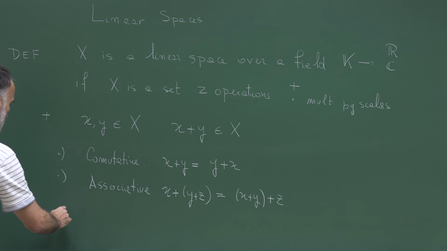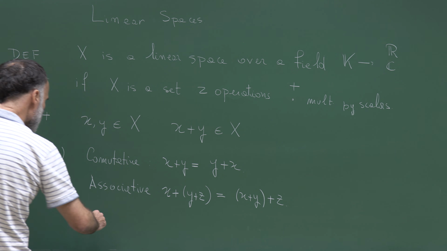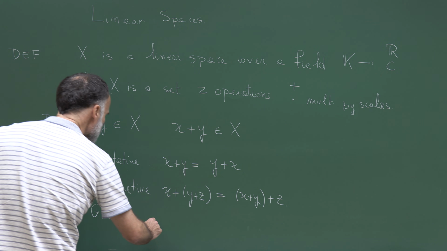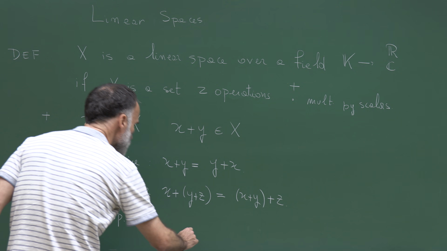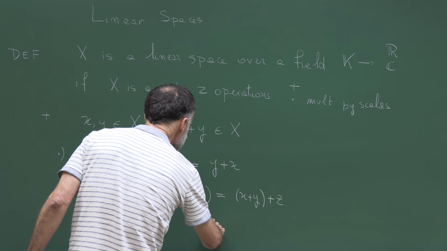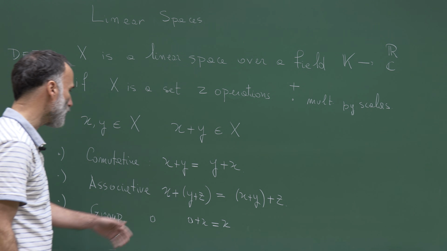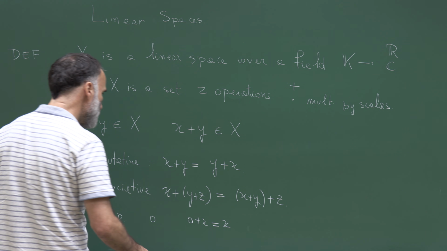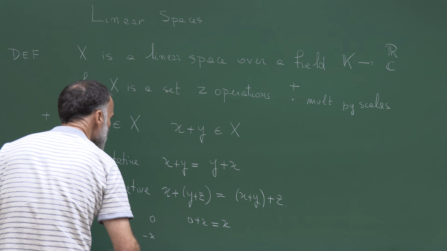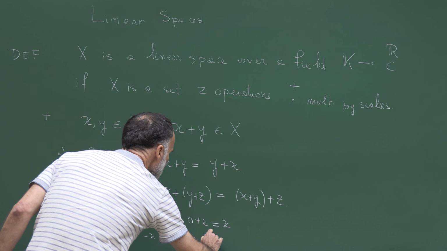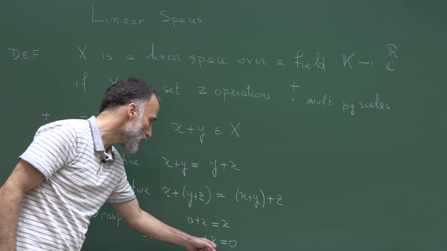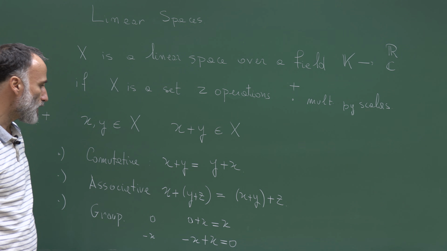And finally, we will assume that this set is a group, and we will represent its neutral element by 0. So this means that there exists an element 0 in X, such that 0 plus x is equal to x. This holds for all x. And we will represent the inverse element of x by minus x, which means that minus x plus x will be equal to 0. So minus x will be the inverse element to x with respect to this addition.